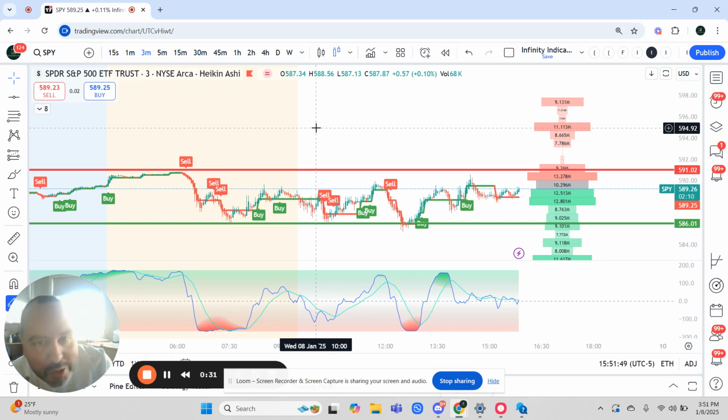One is the 3-minute chart. That's the chart our alerts go out on. And another is the 1-minute chart. Okay, so that's a little bit quicker, faster. And it'll show you exactly what you're looking for.